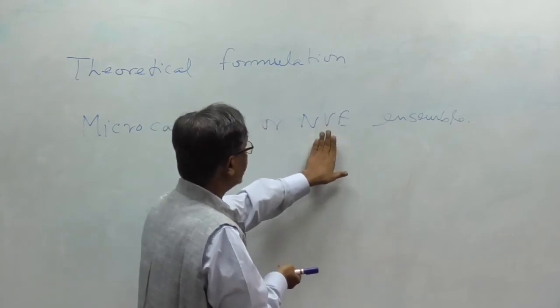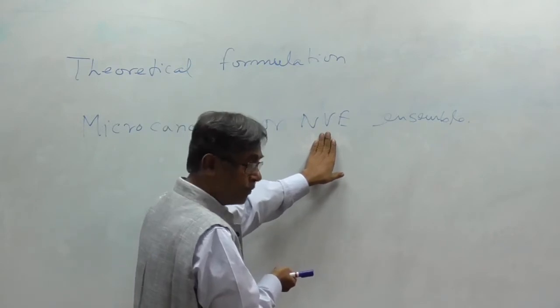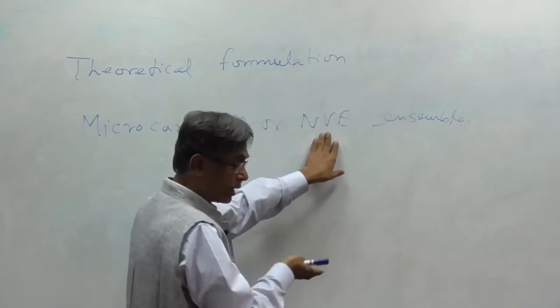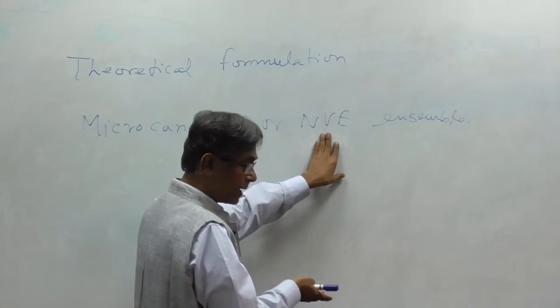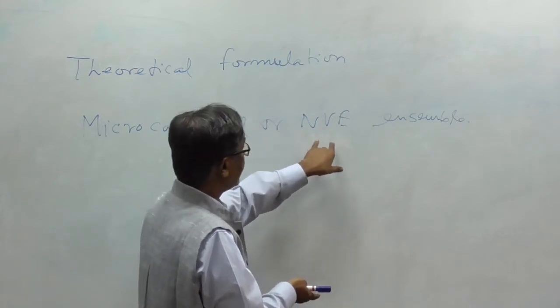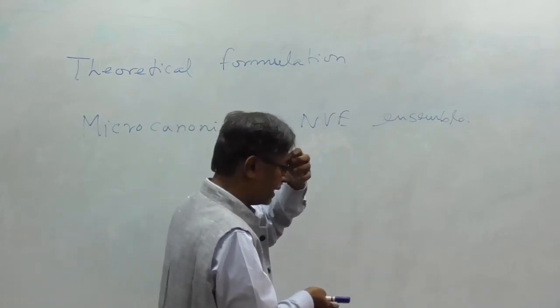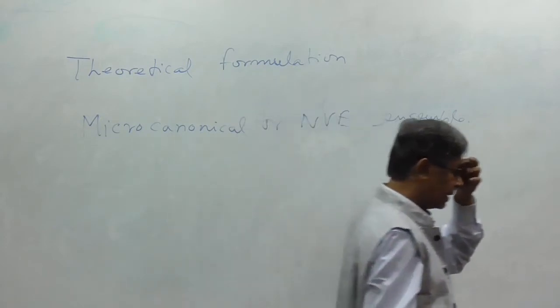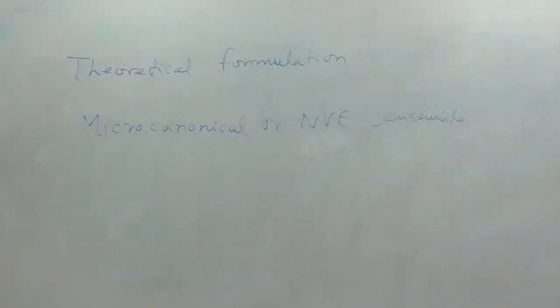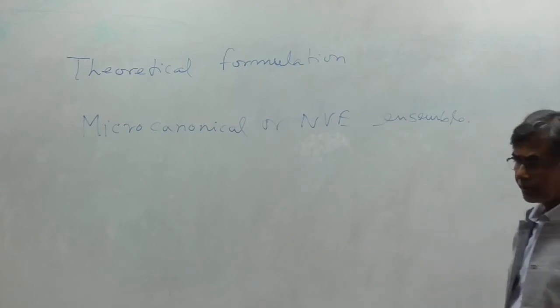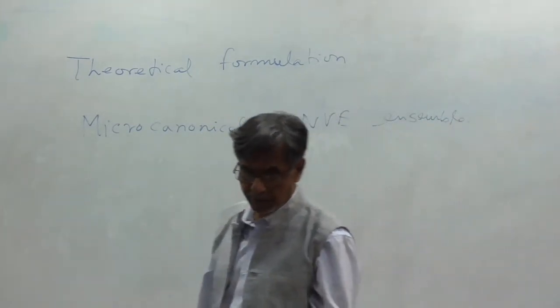Then he allowed exchange of volume, or volume to fluctuate, keeping the system at constant pressure, called a barostat. So that was the NPT. Much later, the Gibbs ensemble is the ensemble in which the chemical potential actually comes in. That part, however, he did at the very last.